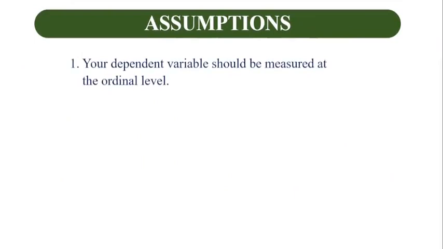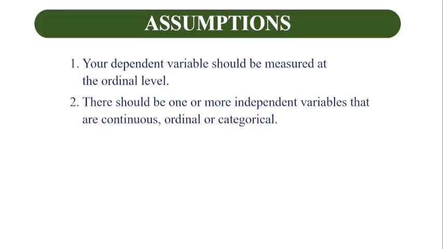The assumptions are: 1. Your dependent variable should be measured at the ordinal level. 2. There should be one or more independent variables that are continuous, ordinal, or categorical. 3. There should be proportional odds. That is, the relationship between each pair of outcomes should be the same.